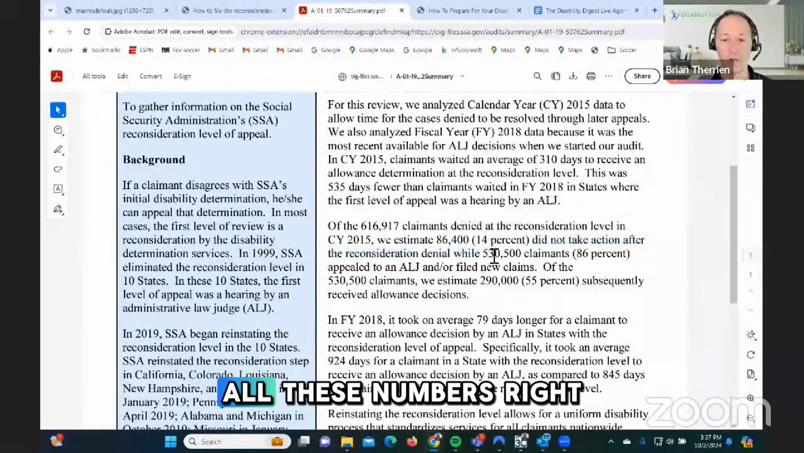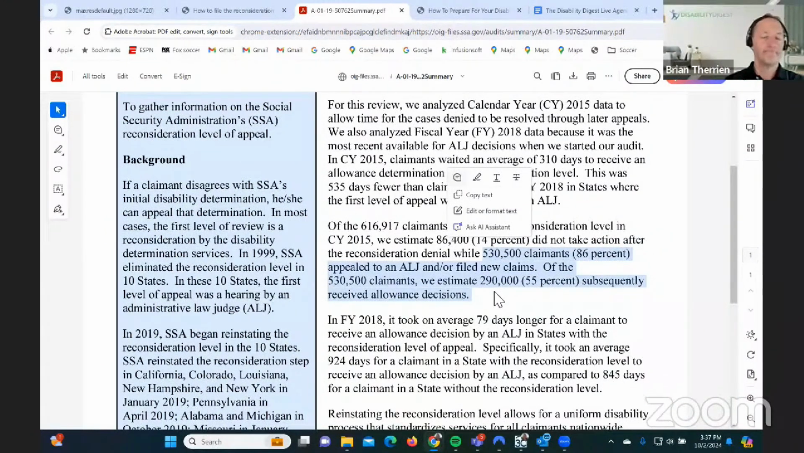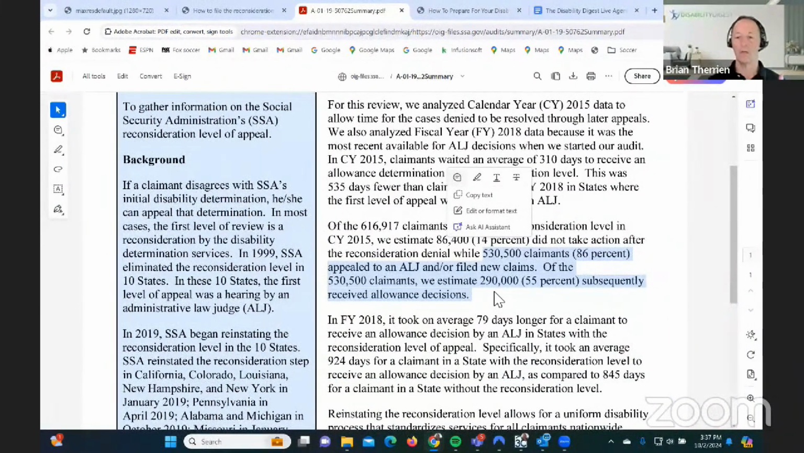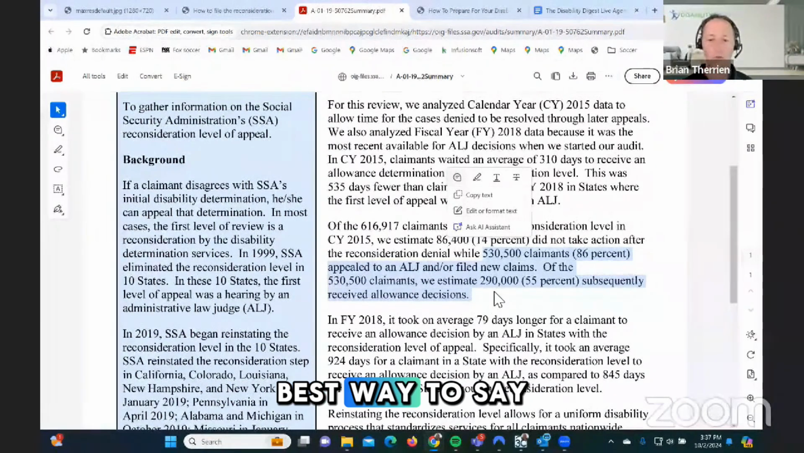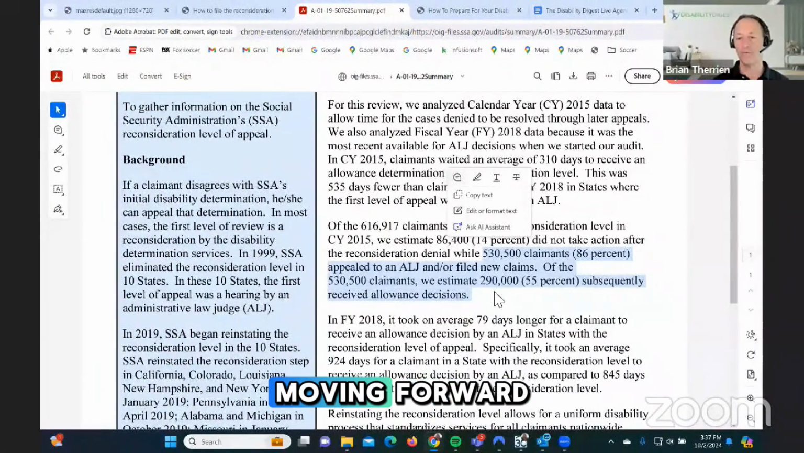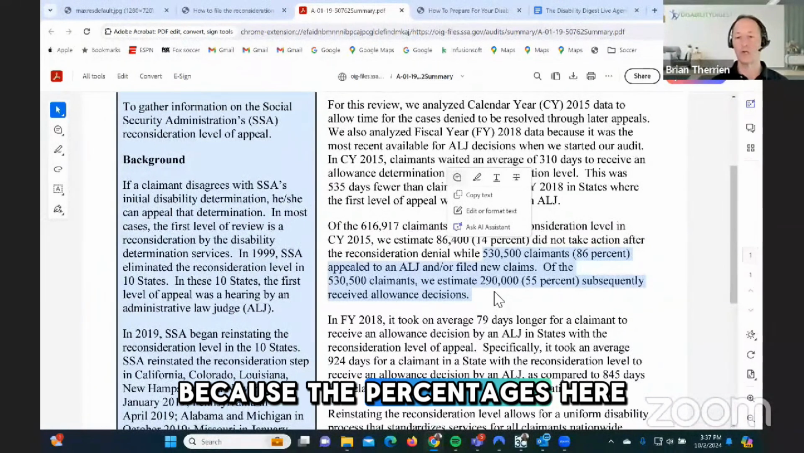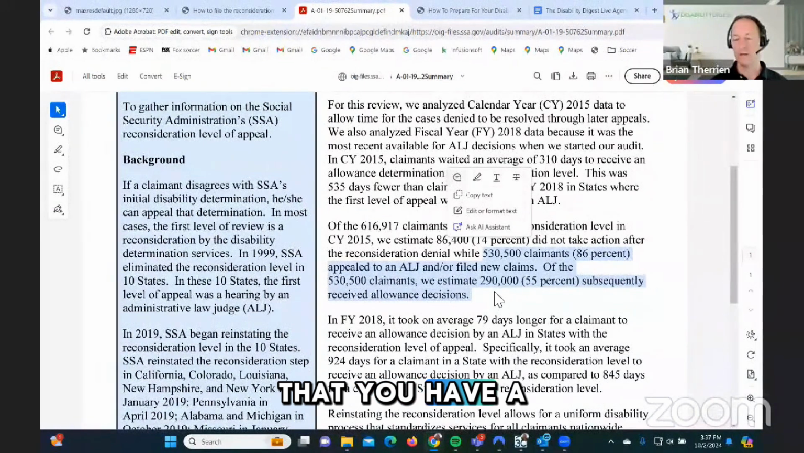And it shakes down all these numbers right here. But the key thing is the numbers are low. I encourage people, just trying to gather my words and think of the best way to say this, to just keep moving forward, like the thumbnail, the first graphic that we showed, because the percentages here are low at this level. And it doesn't mean that you have a bad case. So I encourage you not to be the 14% that just don't take action.